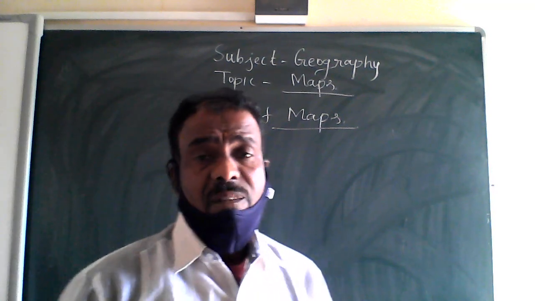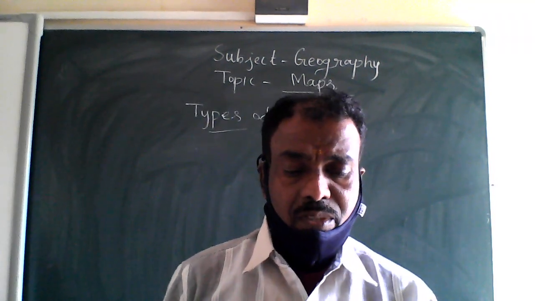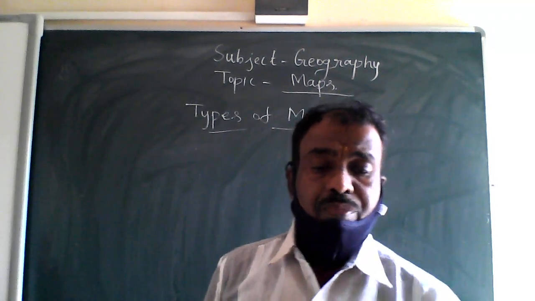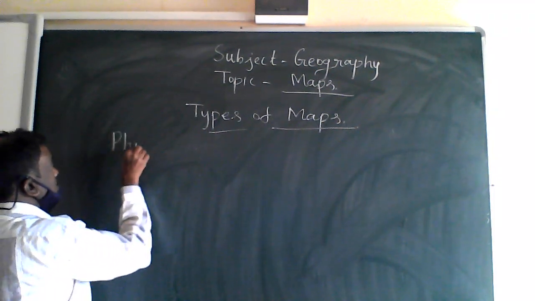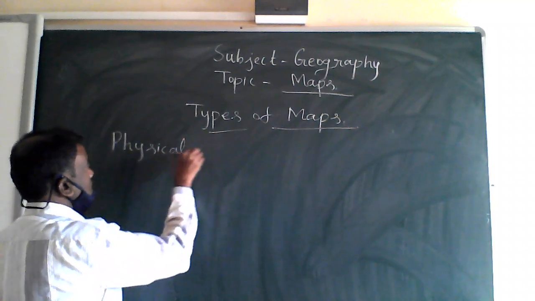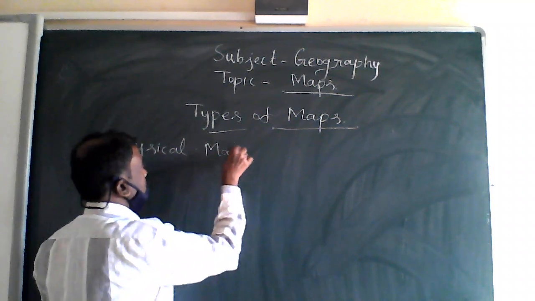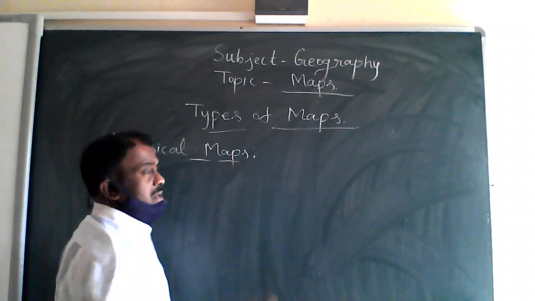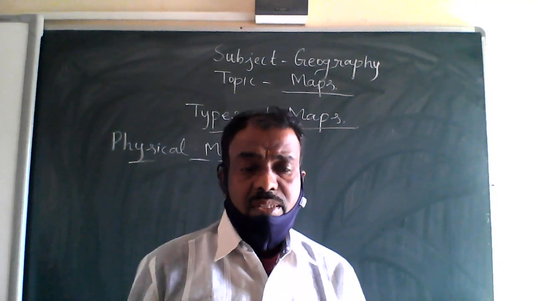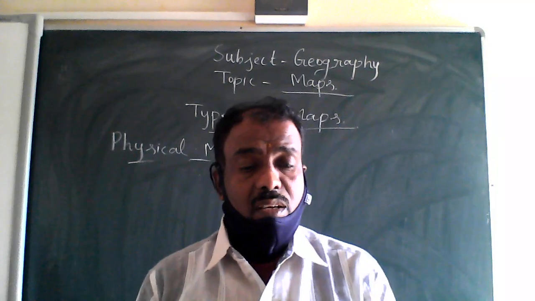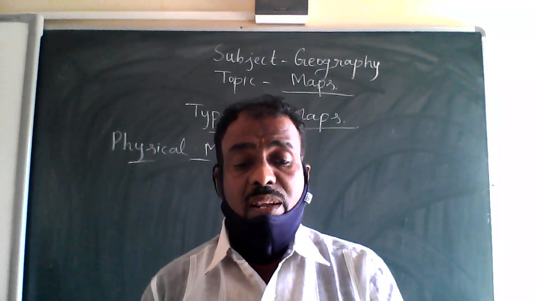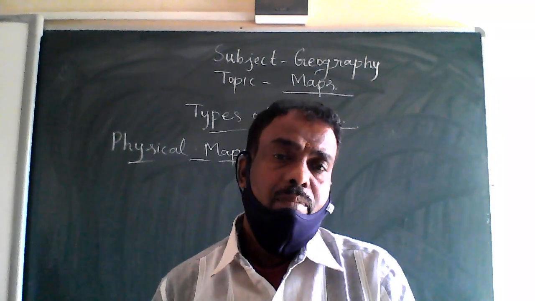So the first and foremost important type is the physical maps. So dear students, in this physical map, we can observe natural features of the earth.